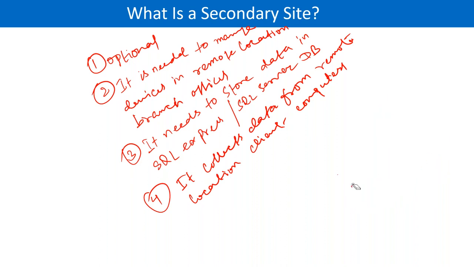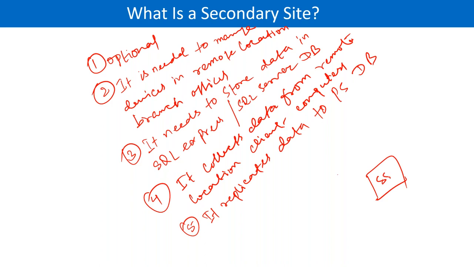So it collects data from where? From remote location client computers, and whatever data it collects, it replicates to where? It replicates data to the primary site database. So whatever data the secondary site collects, let's say it has collected a few data here, it is going to pass on the data to the primary site database like this. Got it?